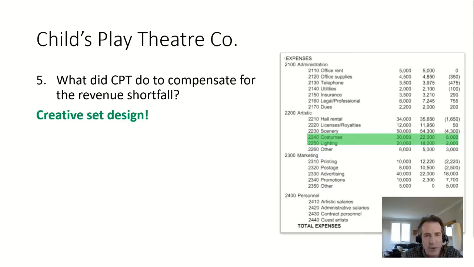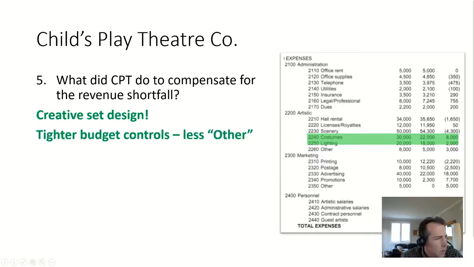There's actually a note on the proposed budget about costumes also. So they really did a good job of cutting costs there. Another thing that I see that they did is they implemented some austerity measures. They got tighter controls and justifications over what they spend money on. You can see these other line items, especially in the marketing department. They don't spend anything on the other.